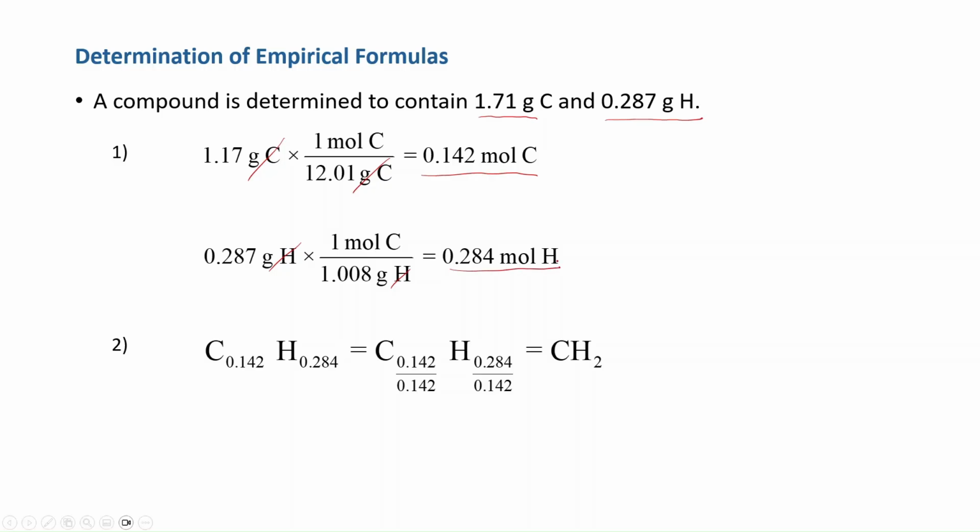We say we divide by the smallest. Which one is the smallest? 0.142. So when you divide them, you end up, this is 1, carbon 1, but we don't represent it. This is actually 2, CH2. That's the empirical formula. That's easy. But please, please, please do not divide grams by the smallest number. Change it to moles. That's what so many students forget.